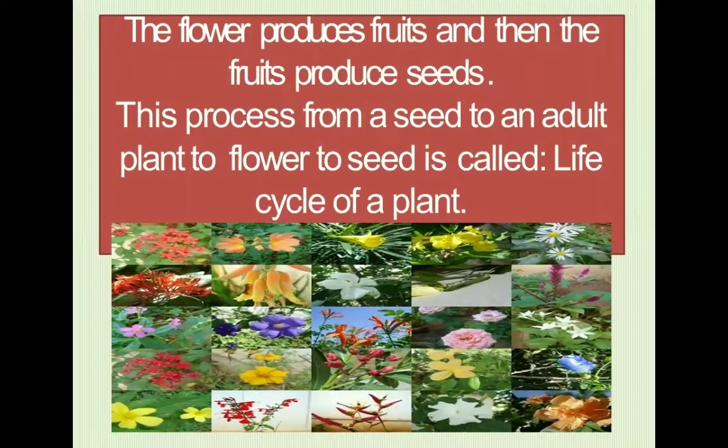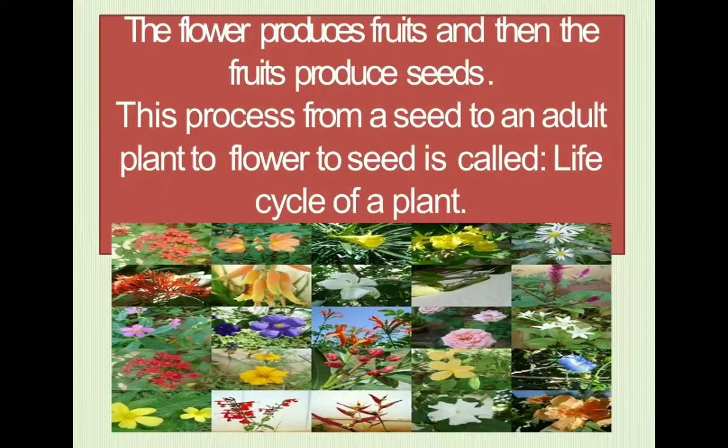What does a flower give us? Do you have any idea? The flower produces fruits, and then the fruits produce seeds. This process from a seed to an adult plant to flower to seed is called the life cycle of a plant.